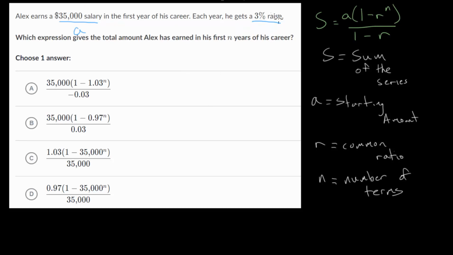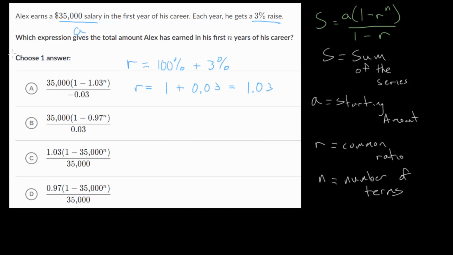The way to think about it is that each year he's going to get his original salary. So he'll get at least 100%, and then he's going to have 3% added on top of that. So if we convert these to decimals, 100%, that's just 100 divided by 100, which is 1. This is 3 divided by 100, which is 0.03. So if we add these together, we get 1.03. So it looks like from year to year that Alex will multiply his salary by 1.03.